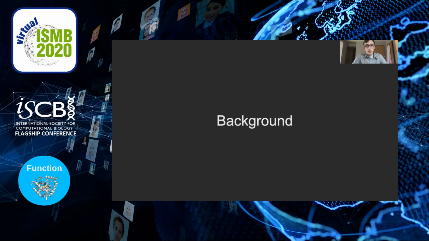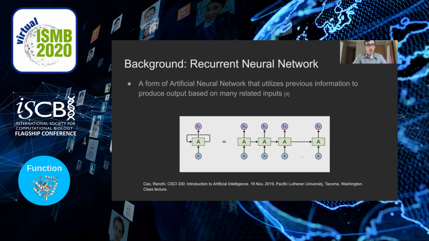So before we get into the Prolango II method, I'd like to give a bit of background necessary to understand our method. So the first would be an introduction to recurrent neural networks. So recurrent neural networks are a form of artificial neural networks that utilize previous information to produce an output based on many related inputs.